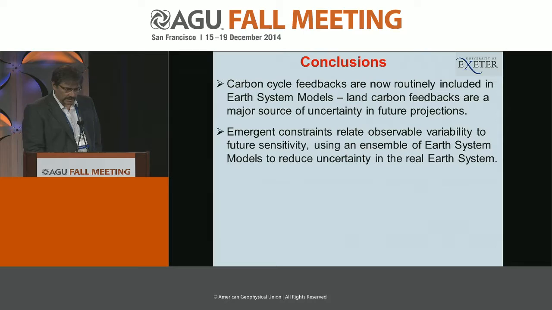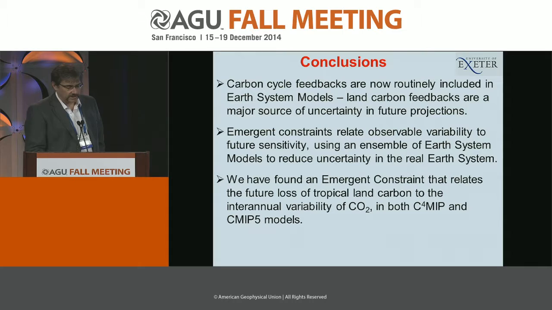The problem we have often is that we want to know sensitivity of the system on long time scales when we've got short-term data. And that's where this notion of emergent constraints, I think, is extremely promising. That's basically saying that models are good enough to tell you the relationship between the short term and the long term. And that means you can use them to interpret an observation of variability now in terms of future sensitivity. We found an emergent constraint that relates future loss of tropical land carbon to the interannual variability of CO2 in both the C4MIP and CMIP5 models. It gives a very similar constraint.